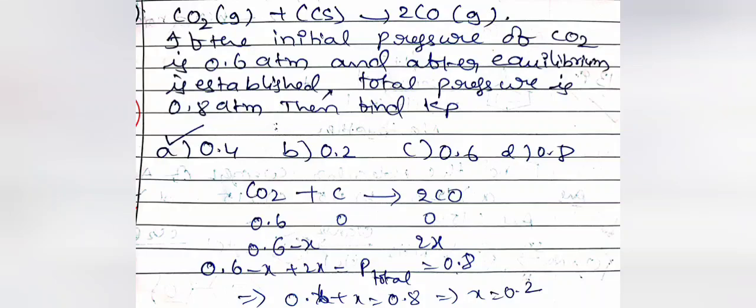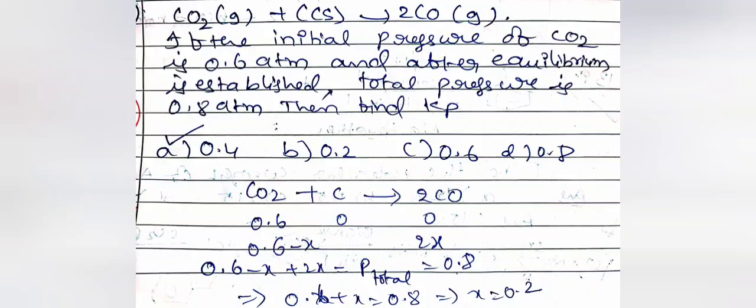CO2 plus C gives rise to 2CO. If the initial pressure of CO2 is 0.6 atmosphere, and after the equilibrium is established, the total pressure is 0.8 atmosphere, then they are asking us to find the Kp value.